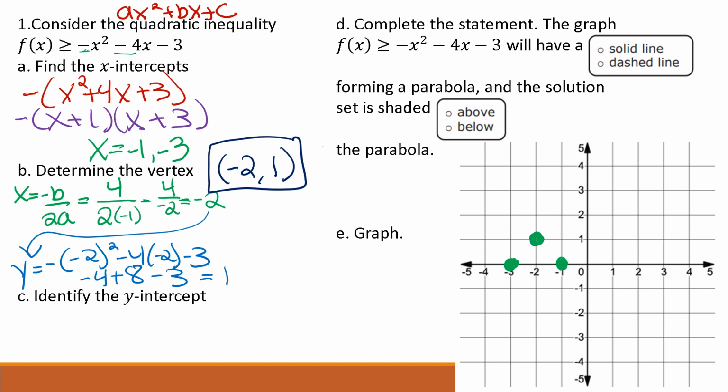Okay, so we can see it. Your y-intercept is equal to whatever your c is in your equation. So c in this case would be -3. So your y-intercept is going to be at 0, -3. Whatever the last constant number on the end is, that's your y-intercept. So I'm going to go ahead and put that also on my graph.